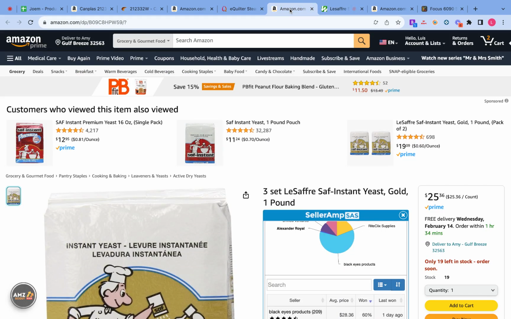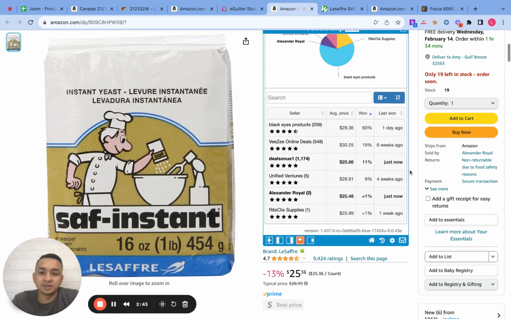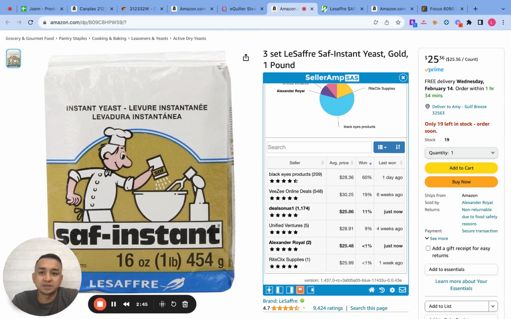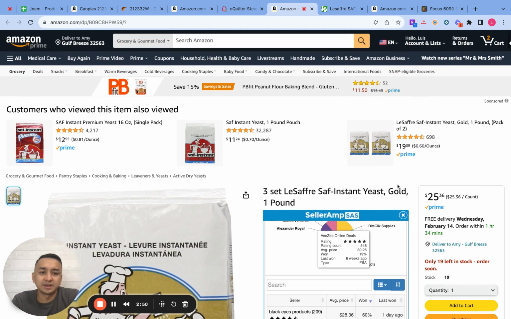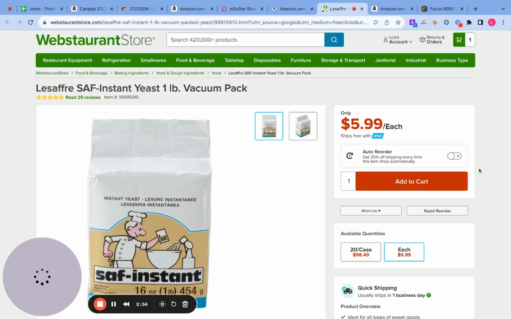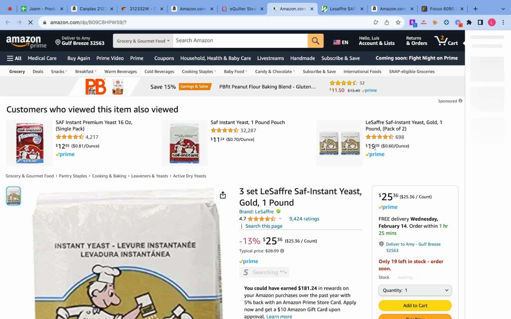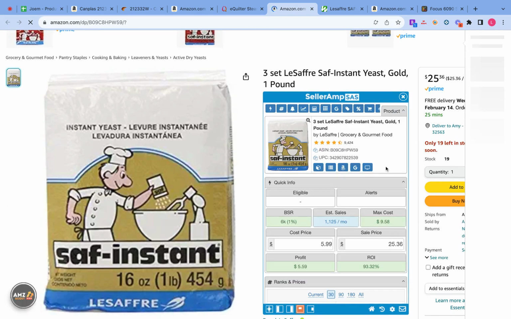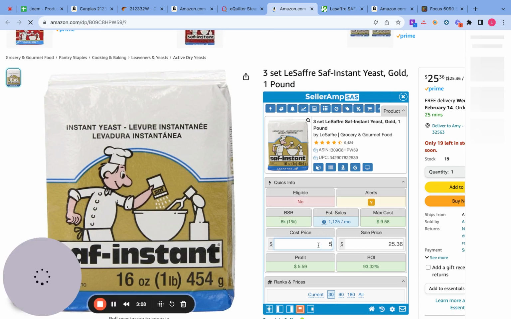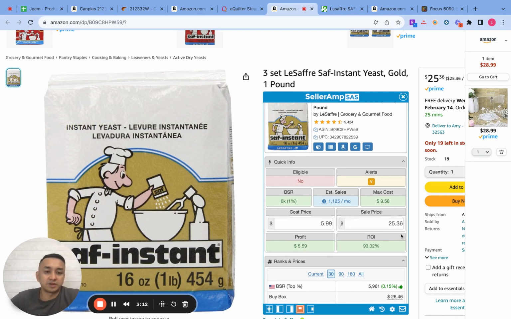Next product. So this one is, what is this? I don't know what this is. Yeast. Okay, so it's yeast. Let me refresh this real quick. So this one is 1 pound yeast for $5.99. So again, you go to Seller Amp, right? You plug in $5.99 here under your cost. So everything looks good.